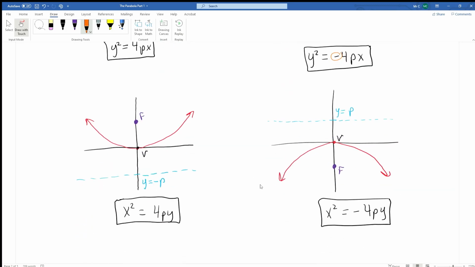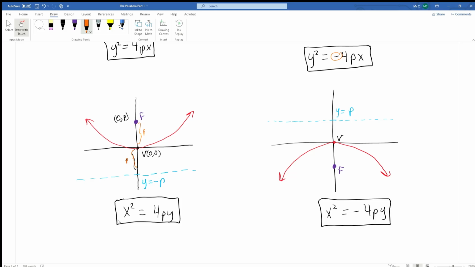Now, we're going to take a look at vertical parabolas. So this one here on the left side opens up. Once again, this distance is p. So if our vertex is 0, 0, then our focus is 0, p, and our directrix is y equals negative p. We're just going out a distance of p in either direction from the vertex. And in this case, we get x squared equals 4py.